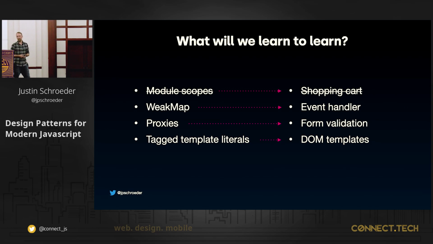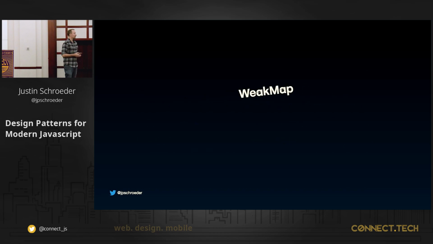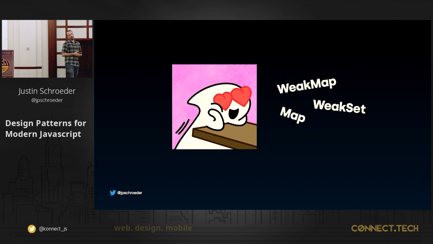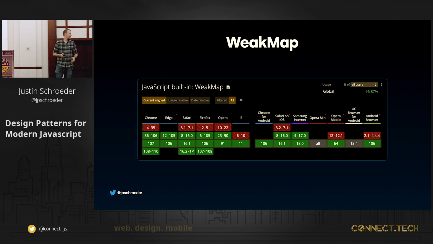That was module scopes. They let you create variables and data inside of a module that's protected. You can control the access to it. Let's talk about weak maps. I love weak maps. I love weak sets. There's actually something called a weak ref. These are kissing cousins to maps and sets, if you guys are familiar with those.